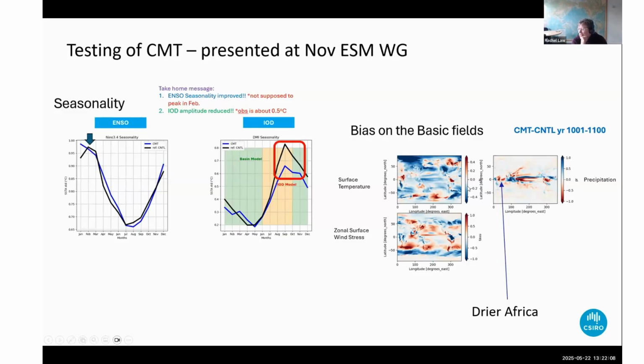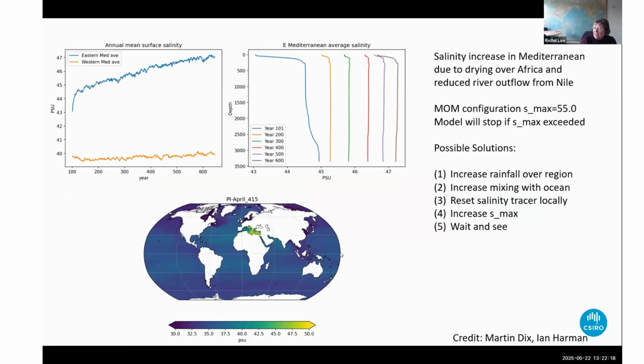Nothing had leapt out at us at the time. What we've learned since is that this red blob here, a drier Africa, does have implications, and we were starting to see this now in some of our longer runs, where the drier Africa means lower runoff down the Nile and higher salinity in the Mediterranean. You can see that particularly in the Eastern Mediterranean, this slow growth over time, it mixes down to depth. It's slowing the growth at the moment.